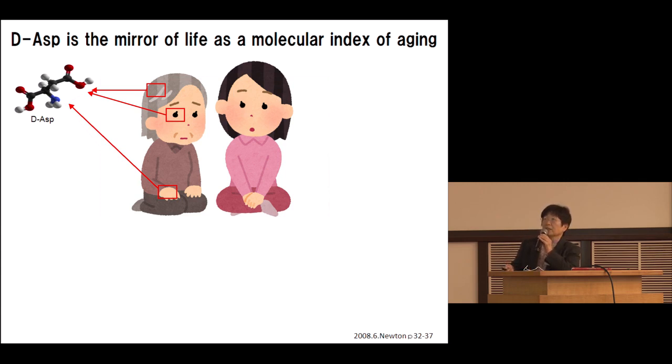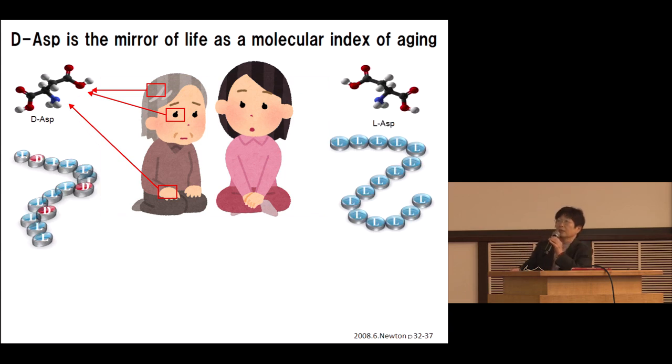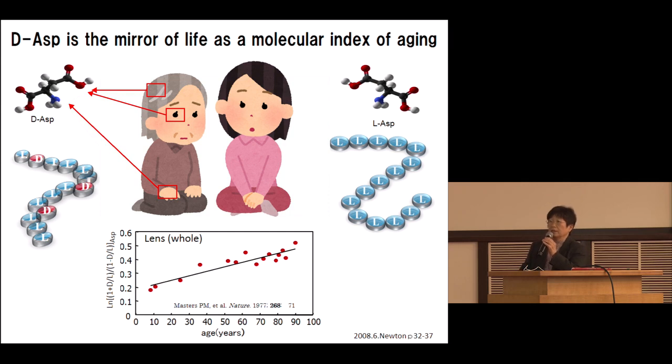But D-aspartate was found in the protein from the brain, eye, and skin, and other tissues. That is, proteins are composed of only L-amino acids in young women, but in elderly women, D-amino acid containing proteins were found in eyelids, skin, brain, and other tissues. And so D-amino acid increases with age. That is, the amount of D-aspartate is expressed as a function of time. So that is why D-aspartate is a mirror of life, a molecular index of aging.